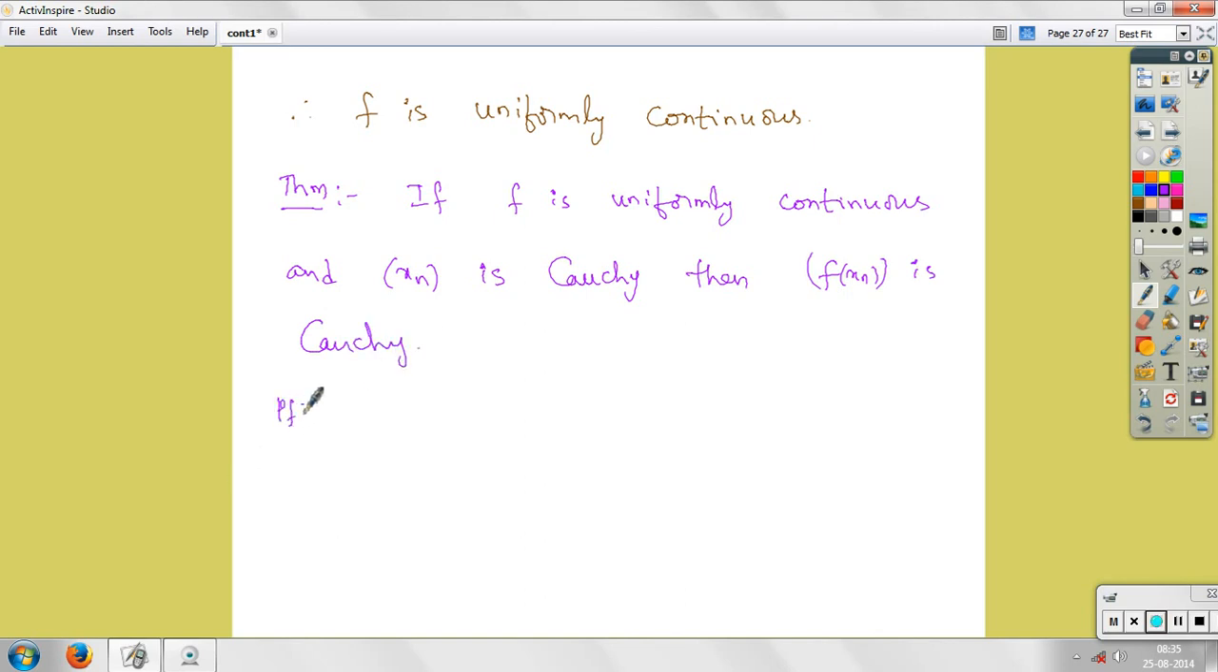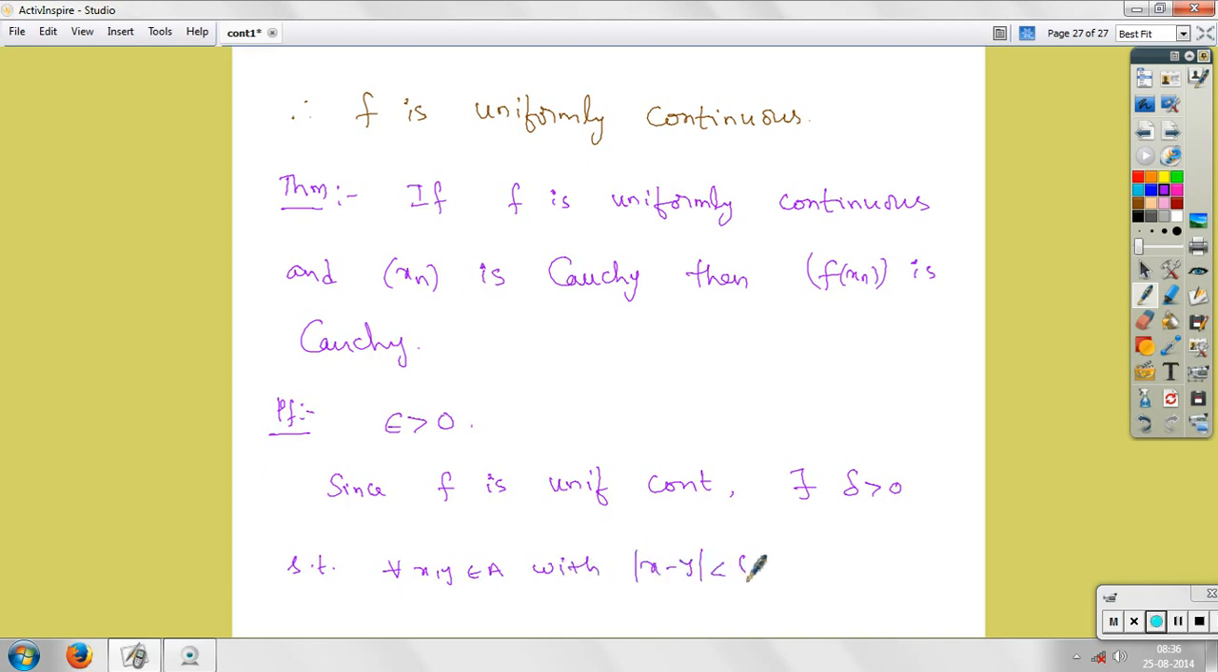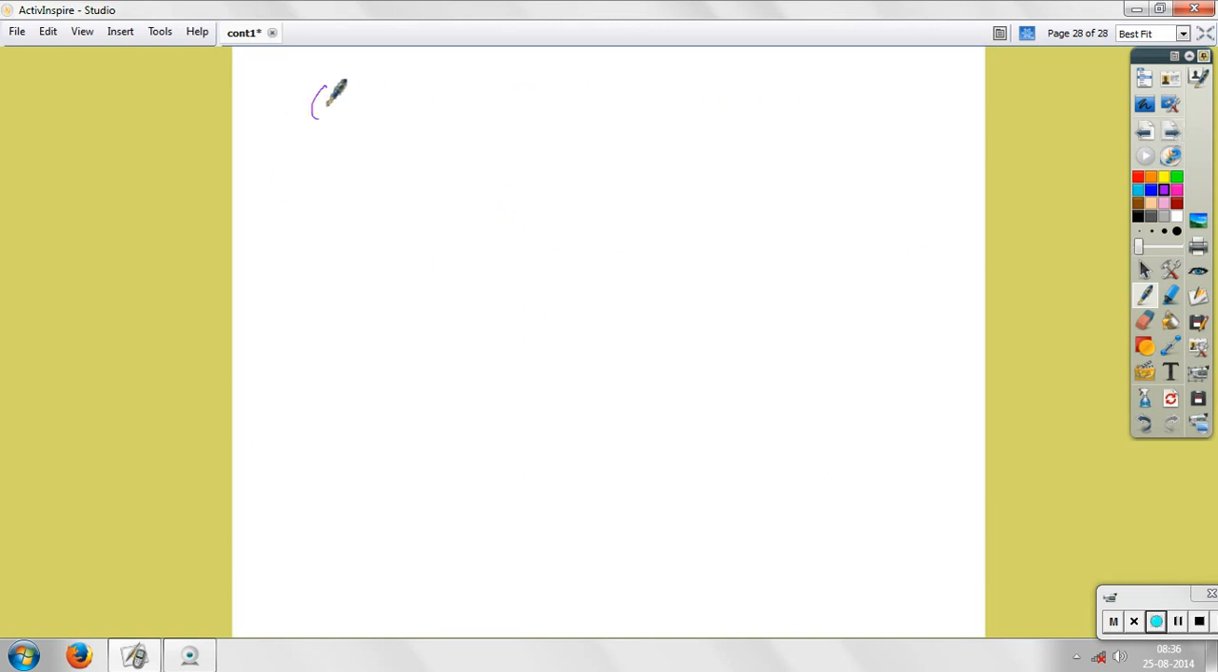So proof: f is uniformly continuous is given to you and xn is Cauchy, we have to prove that f of xn is Cauchy. So take epsilon greater than 0, then since f is uniformly continuous, there exists delta greater than 0 such that for all x, y in A with mod x minus y less than delta, we have mod f of x minus f of y less than epsilon.